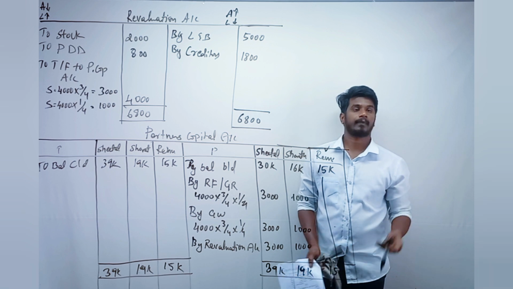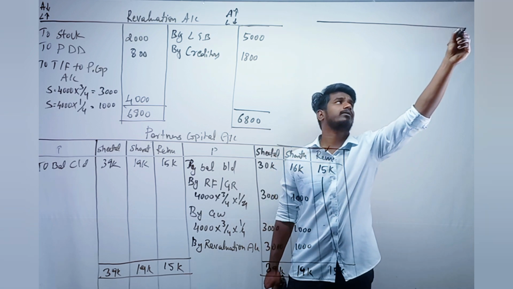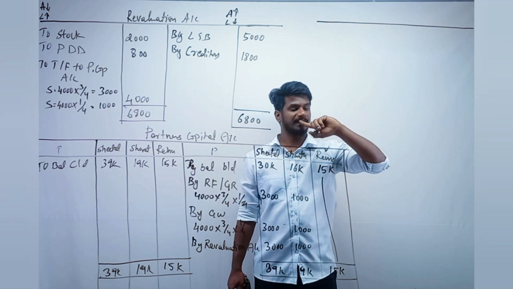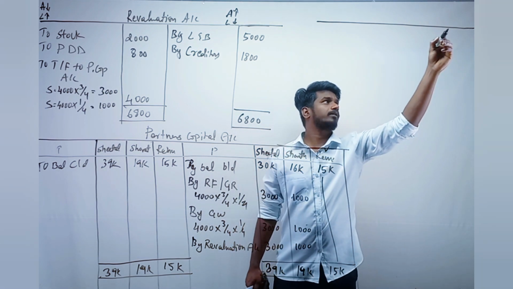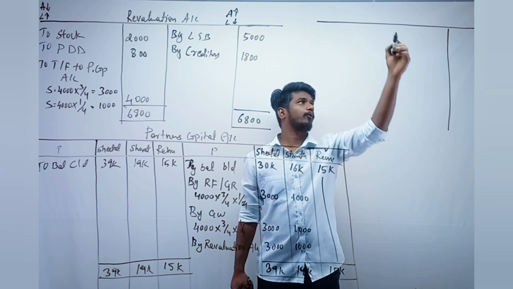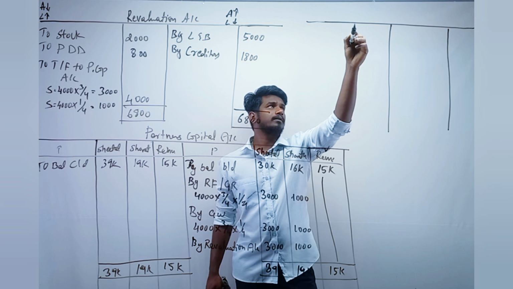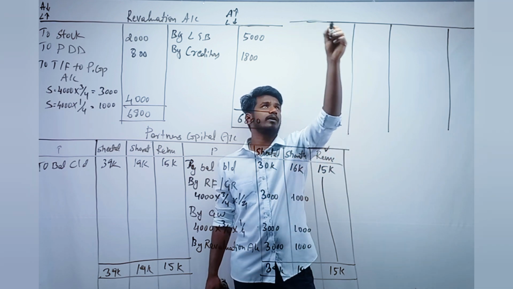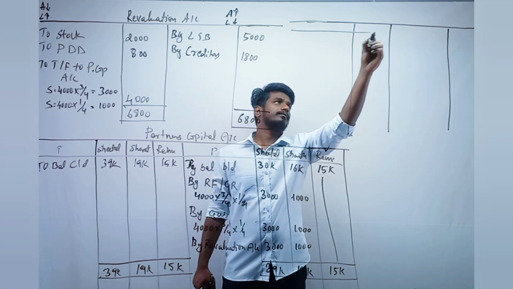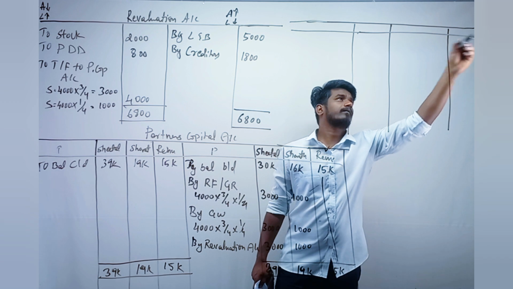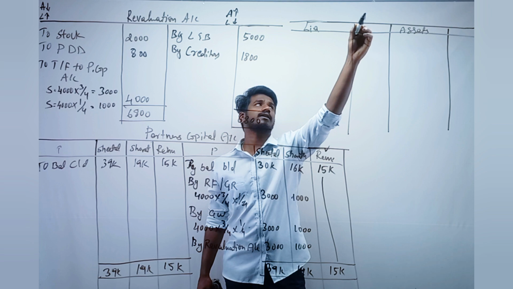Okay, let us do the balance sheet here. I'll try to adjust, but we don't have much space. So this is amount, this is your... so I don't have much space, please adjust. So here it is assets and here we have liability, it is the balance sheet.